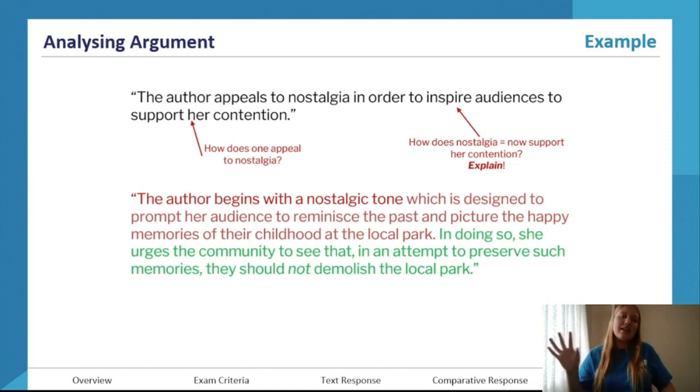So we've identified the ideas and now we're going to put this into writing. The author begins with a nostalgic tone, indicating that there's an appeal to nostalgia, which is designed to prompt her audience to reminisce about the past and picture the happy memories of their childhood at the local park. So that second part after the nostalgic tone, that was our how, the intended effect on the audience. And then we talk about how it supports her argument. In doing so, she urges the community to see that in an attempt to preserve such memories, they should not demolish the local park.